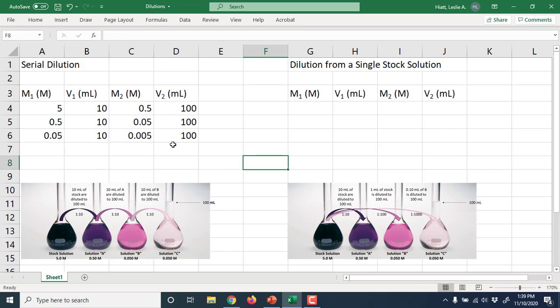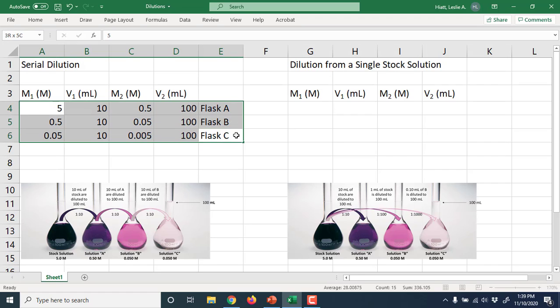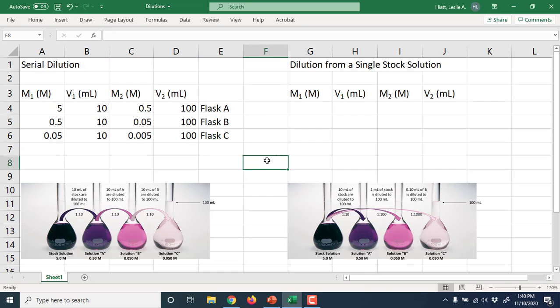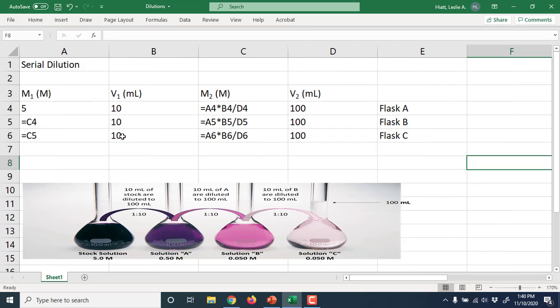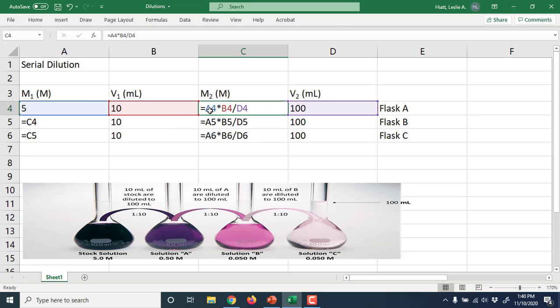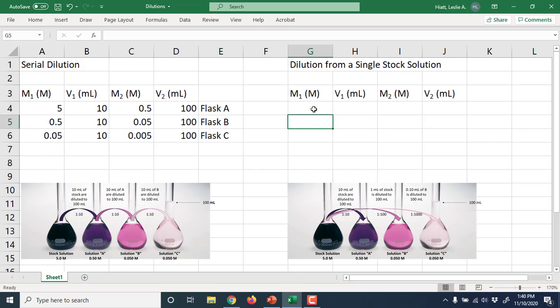So I can see in my picture that all of my M2s, my molarities, this would be flask A, B, and C. So I'll go ahead and label that. Flask A, flask B, and flask C. All right, so that's how you would do it if you have a serial dilution. Let me go ahead and show you those equations that you saw a second ago. So remember, we've got the initial molarity, we've got the M1V1 equation, and then each new molarity was based on a previous calculation. All right, but what about dilution from a single stock solution?